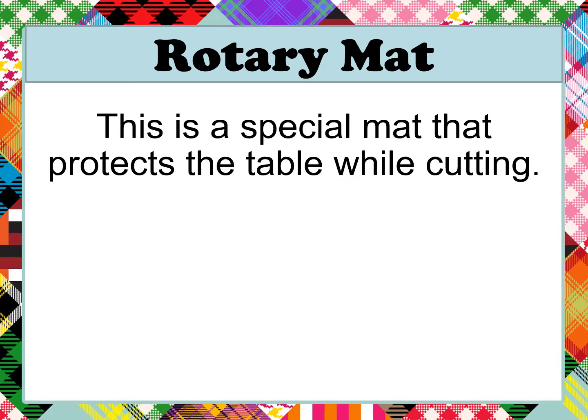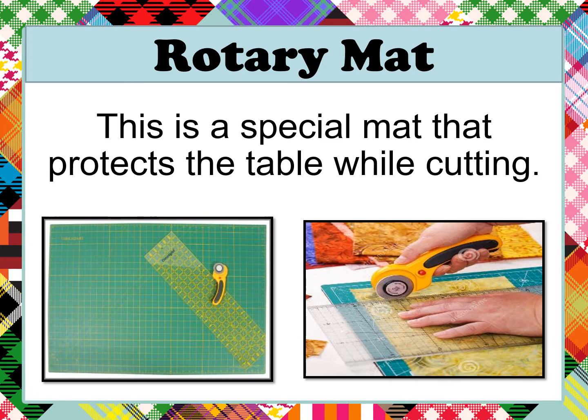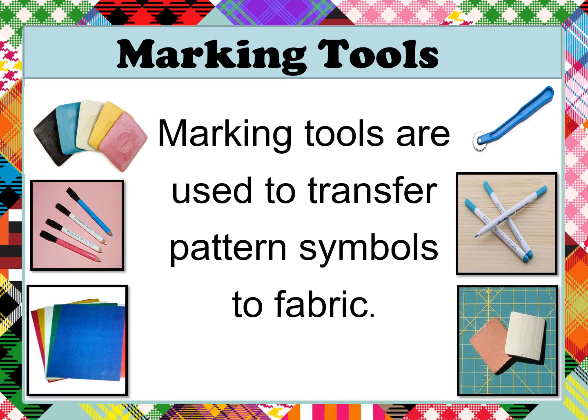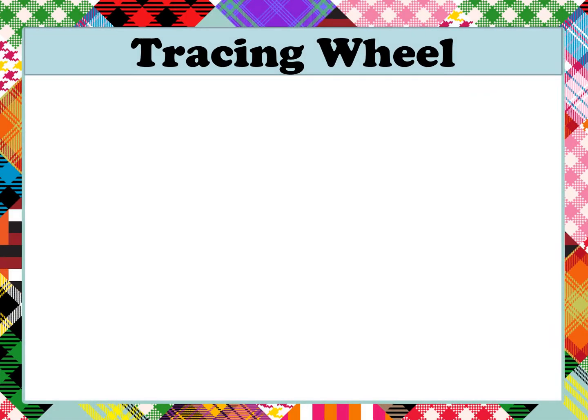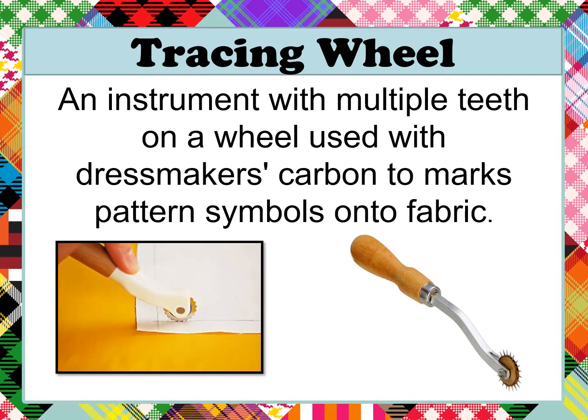Rotary mat. Without a rotary mat, you cannot use your rotary cutter. This is a special mat that protects the table while you are cutting. If you don't use a mat, then you are going to destroy the table or the tablecloth. The other category of tools are marking tools. Marking tools are used to transfer pattern symbols to fabric. First marking tool, tracing wheel. It's an instrument with multiple teeth on a wheel used with dressmaker's carbon to mark pattern symbols onto fabric.